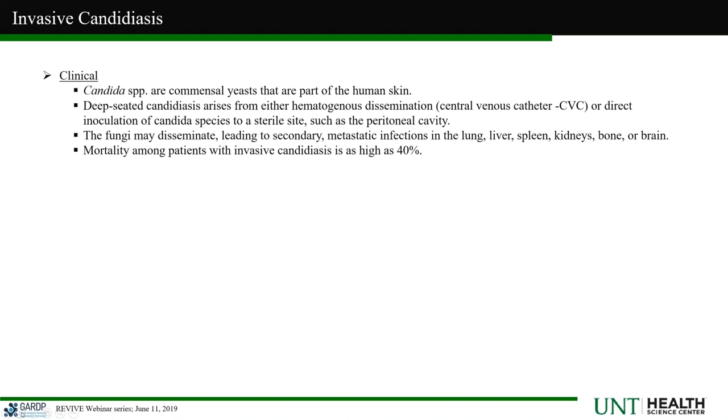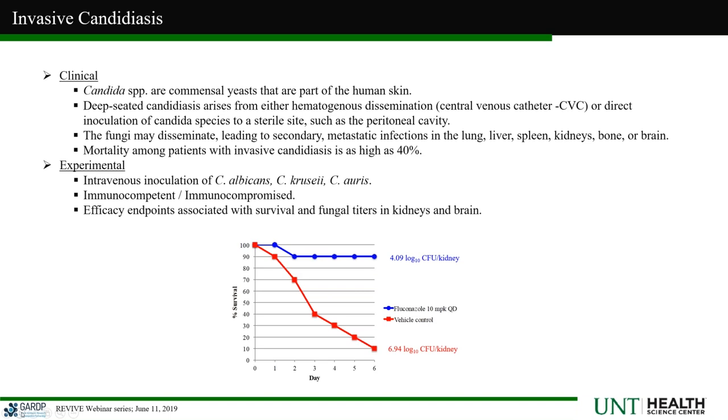So you have an endpoint of mortality. You have an endpoint of titers. You can do an animal model of invasive candidiasis with things like albicans, krusei, or auris. This can be done in immunocompetent or compromised animals, depending on the particular strain you're working with. Albicans can a lot of times be done in immunocompetent, whereas some of the krusei or auris require immunocompromised. You can measure both survival and titers, as with the clinical condition.